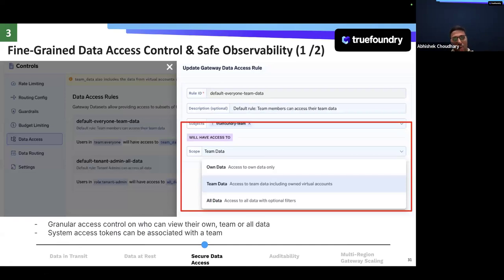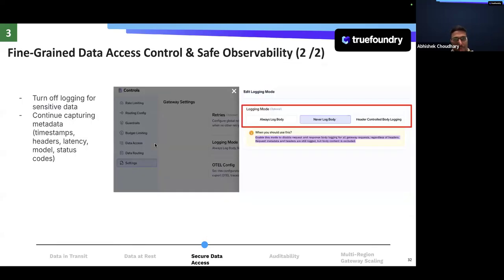You can also define who in the company can access what data. So you can say these developers can only access the data from this application, or these developers can only access the data from the dev environment. So you can also define that.